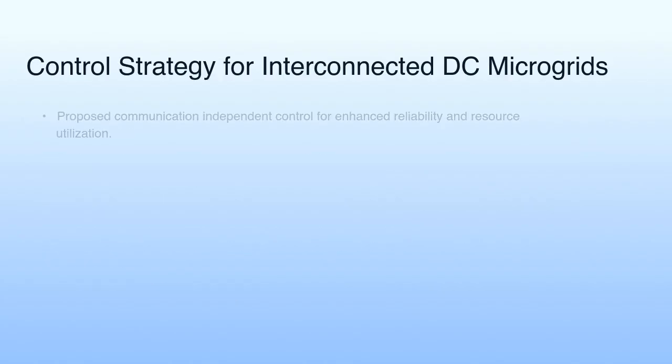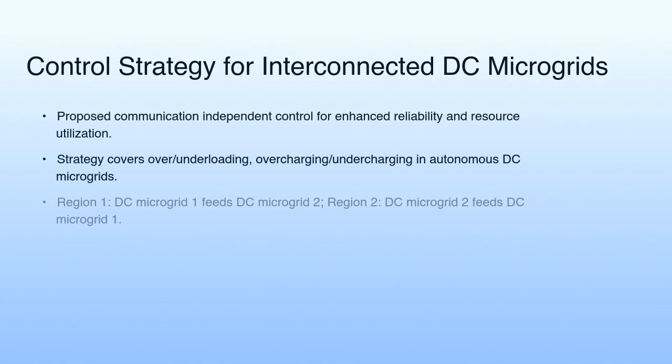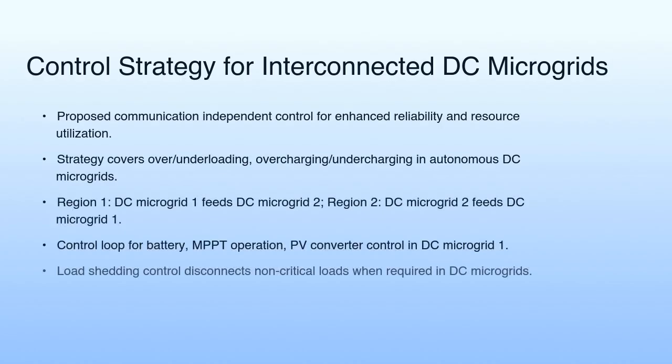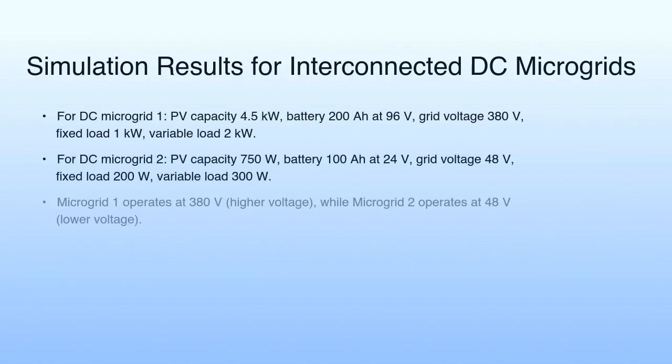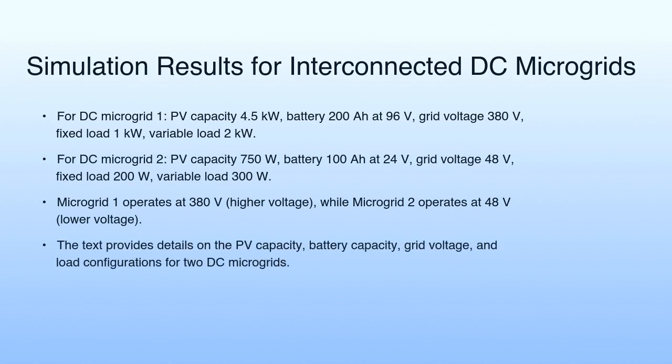A communication-independent control strategy is proposed, managing power flow between the microgrids based on overloading, underloading, overcharging, and undercharging conditions. The strategy covers battery management, MPPT operation, and load shedding control. Simulation results showcase the operation of interconnected DC microgrids with different photovoltaic capacities, battery sizes, grid voltages, and load configurations, highlighting the flexibility and adaptability of the proposed system.